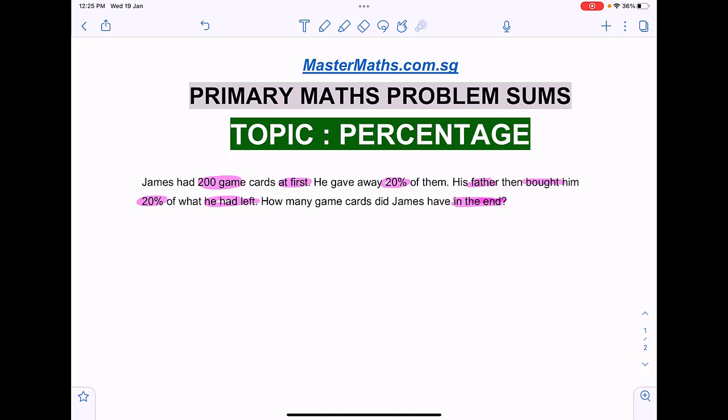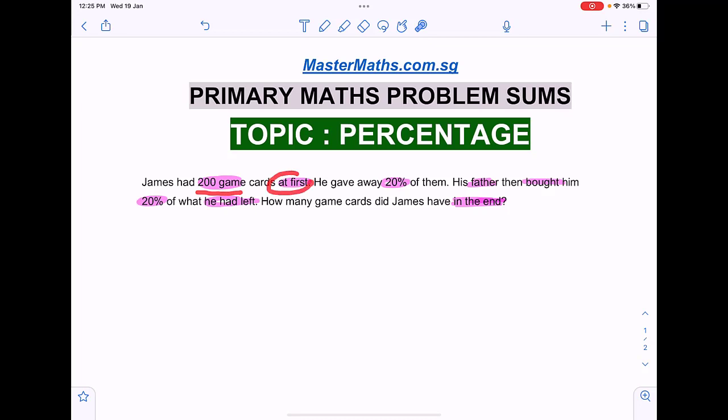It's very important to understand that the original is 100%, but from this statement, the 100% will change. His father then bought him 20% of what he had left. So whatever he had left later on will become the new 100%. Okay, so let's start with the first statement first.